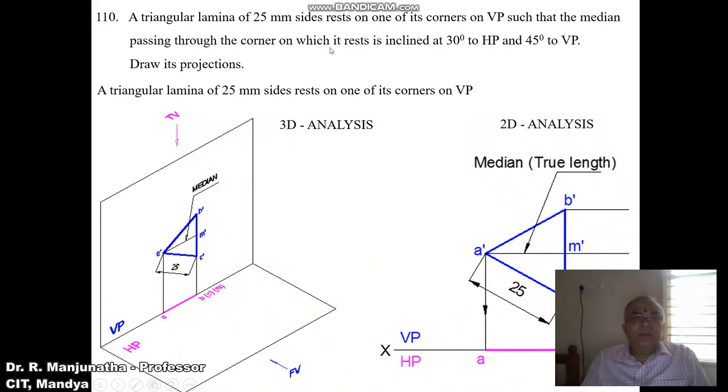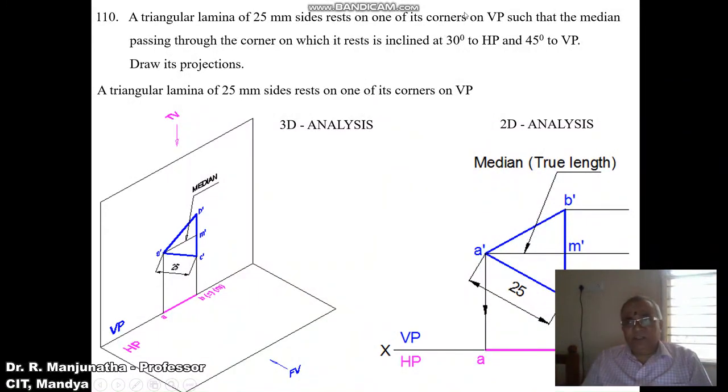And the median passing through the corner, the median we are talking about is A dash M dash, which is parallel to VP. So you are getting the true length in VP. And when you look from the top view, you can see that it is parallel to VP. You are getting the true length in the vertical plane, and the surface is perpendicular to HP. So you are getting a line, and it is parallel to VP. So you are getting the true shape here.